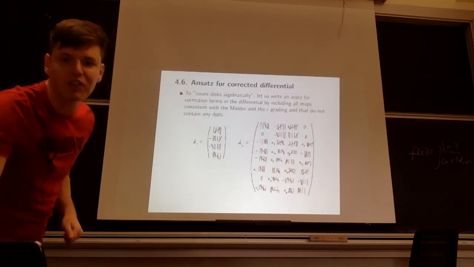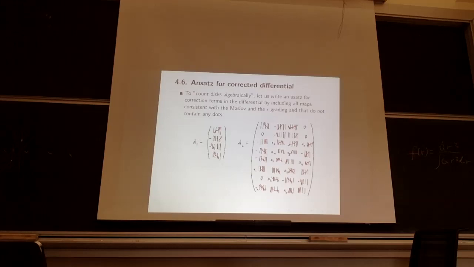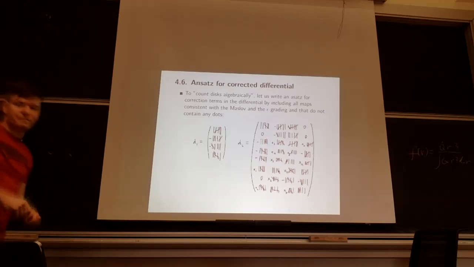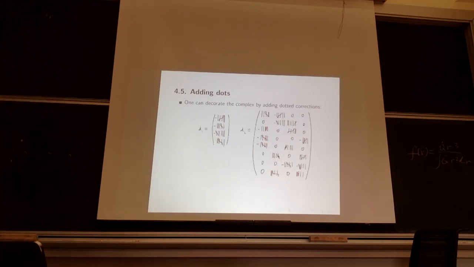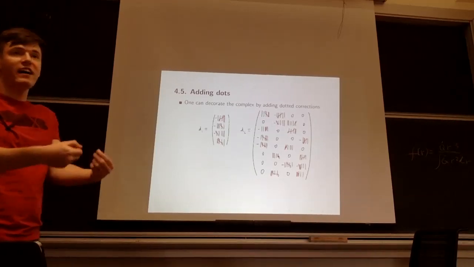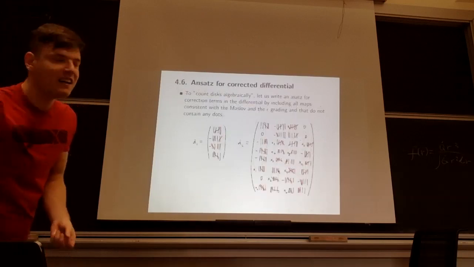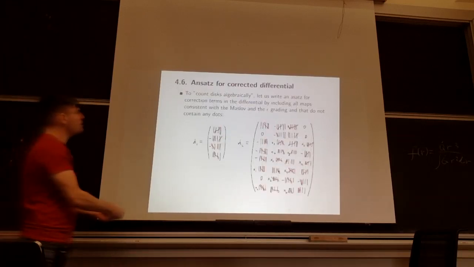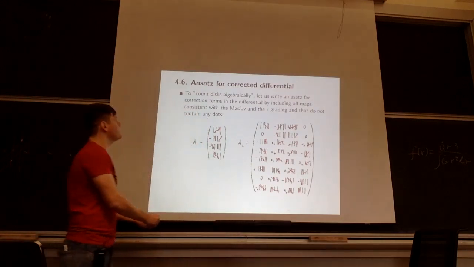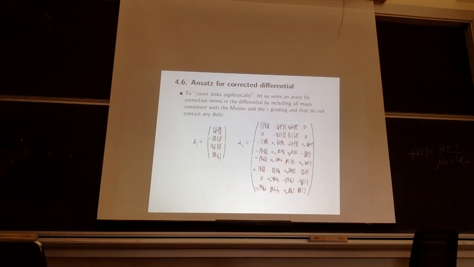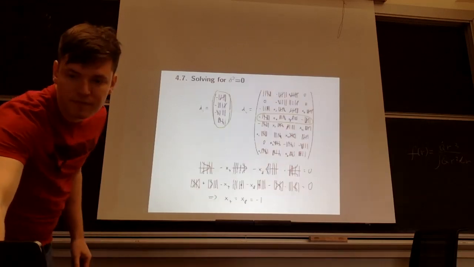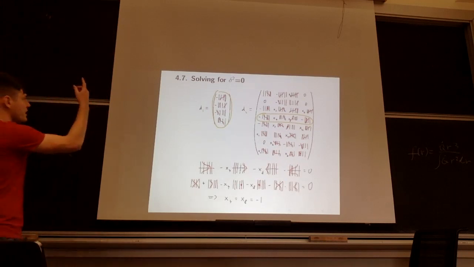Okay, so these are dots. Maybe you should say that the differential you have just written down is the one that follows the algebra where the diagonal is deleted, where all these differentials on the right hand side are zero. That's right. And now we want to correct for the diagonal not being deleted. How we do that: we write down an ansatz by writing all the possible maps consistent with both the Maslov and epsilon grading, and we solve for delta squared equals zero.